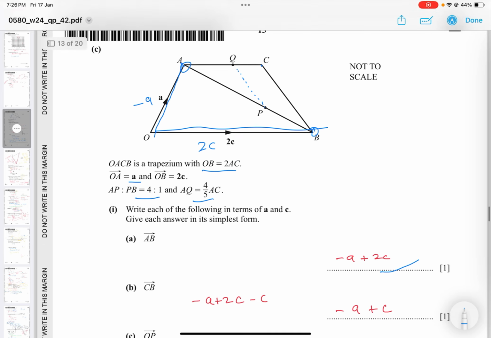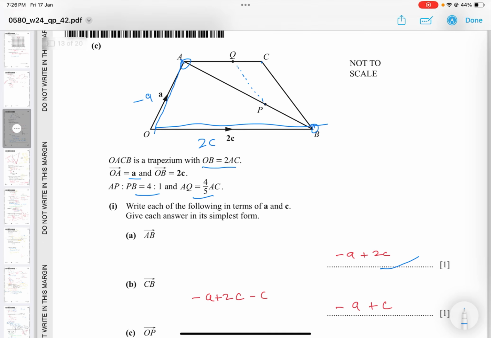To go from C to B, we have to go from C to A first, like this. All right, then we can go A to B like this. If you agree with me, show me a thumbs up. Yes, I can see your thumbs up. Very good. All right, so it would be negative A plus 2C, because we know AB is negative A plus 2C.